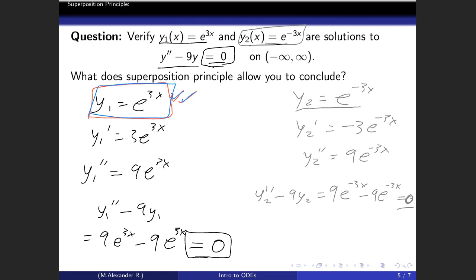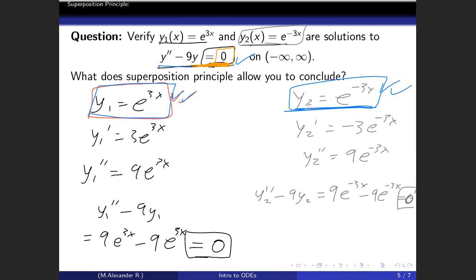So that means that the y2 function is also a solution to the differential equation. That's what it means to verify or check that y1 and y2 are solutions to the differential equation. Now that we have checked that y1 is a solution and y2 is also a solution, and this is a homogeneous equation, there's a catch here. This is a homogeneous differential equation because we have 0.